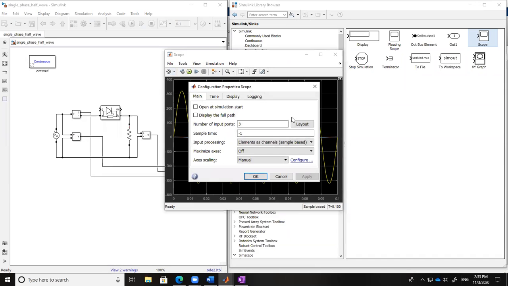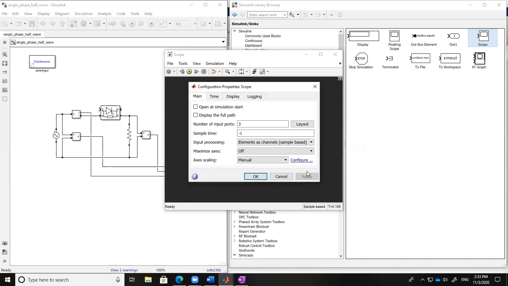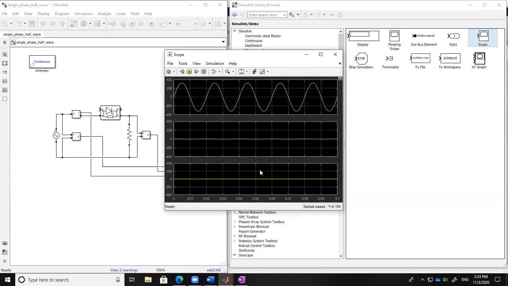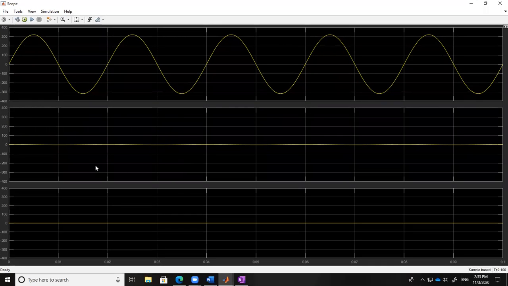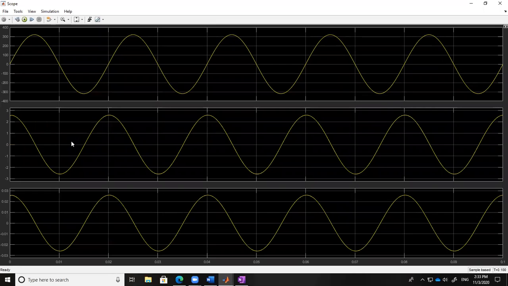I will keep all three waveforms separate. Fine. Now we expected that the output voltage will be available, but as you can see, very little output voltage is available. This is actually nothing. This is almost as good as zero.